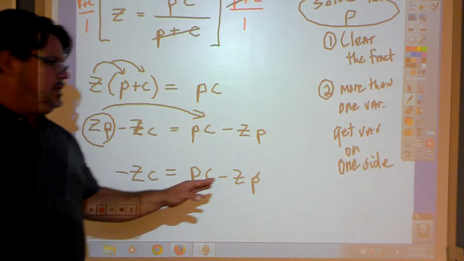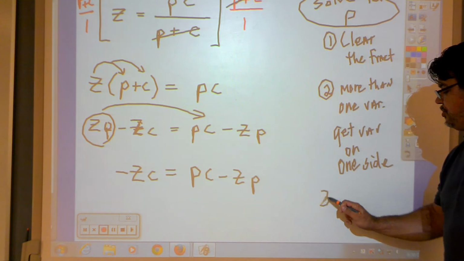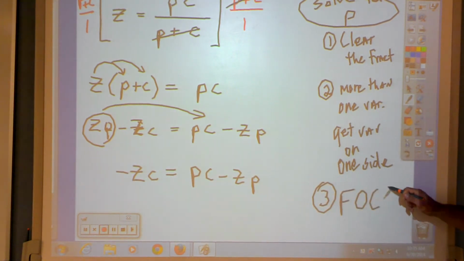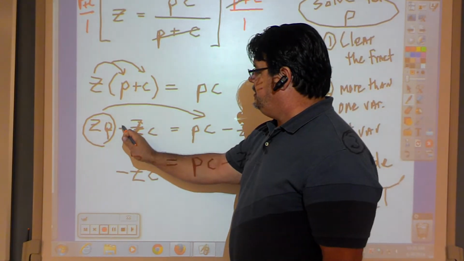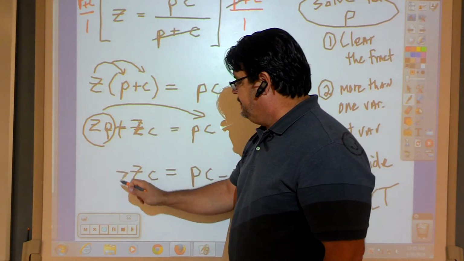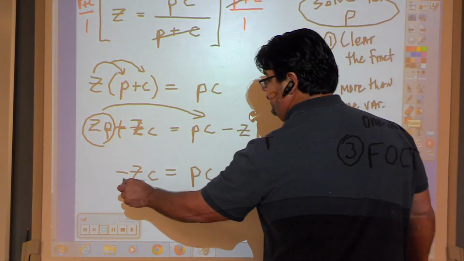Now, once you get your variables on one side, the rule that you're going to use after that is... How did you get a negative ZC? No, it's supposed to be a plus. It didn't, when I wrote it, it didn't. I don't know why it didn't, but let me try another pen.